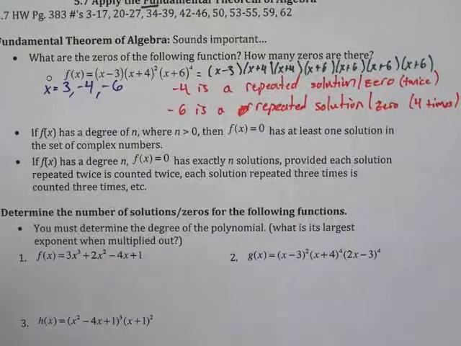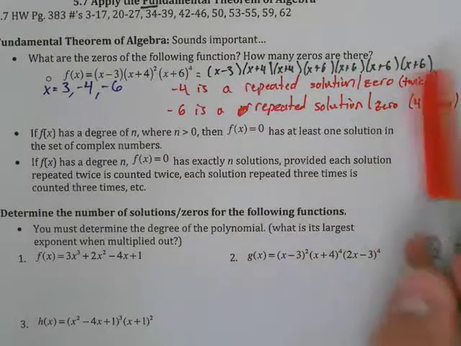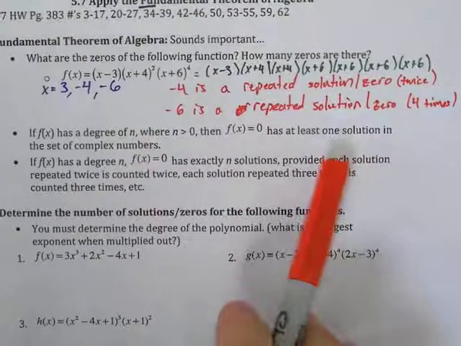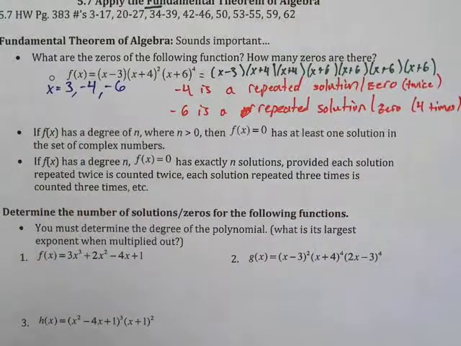So there are only 3 zeros, but if we count repeated solutions, there's a total of 4, 5, 6, 7. There'd be 7 solutions for this. Even though there's only 3 distinct ones, we are going to say that there are 7 solutions for this. All right, with that said, let's go into what the fundamental theorem of algebra tells us.